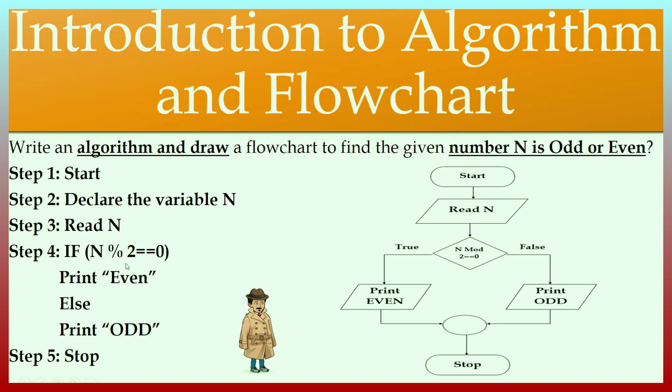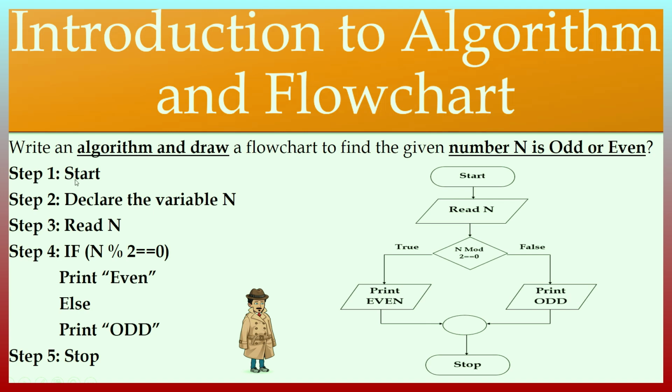If any number mod 2 is equal to 0, that means if the remainder is 0, then the number is an even number. Okay, if the condition is true, this part will execute. If this condition is false, else part will execute. And we are going to stop the program. It's very simple, right? Let me explain you again.